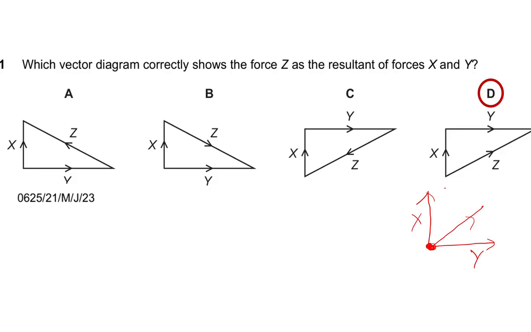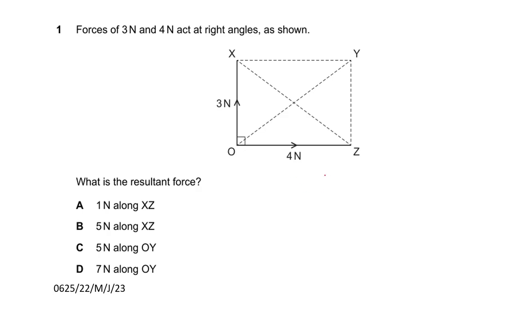The next question, this also very easy. You apply Pythagoras theorem, square root of 4 square plus 3 square, you get square root of 25, which is 5 Newton, and the direction is along OY. Diagonally to the right. So option C is the right answer.